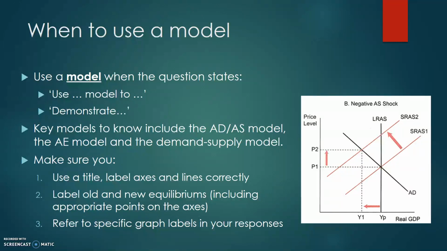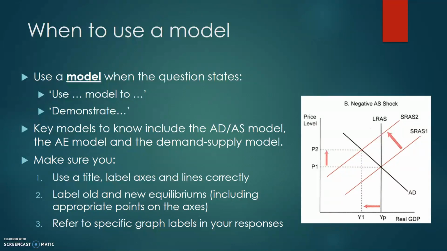Another very obvious and clear term is literally use so and so model to demonstrate so and so. So when you see that, you will be expected to use a model, and if you do not use a model, then you'll be throwing marks away. So some key models that you've learned are the ADAS model, the AE model, and the demand and supply model. So those three models are probably the key models that you want to know very, very well, although there are a bunch of other models like the PPF model that could also be part of your toolkit. But again, I would suggest you know these three models very, very well.